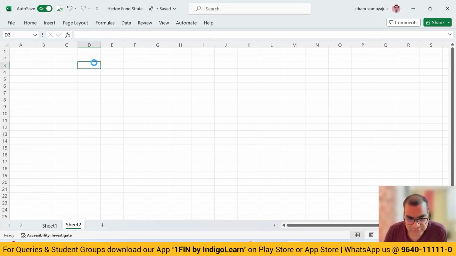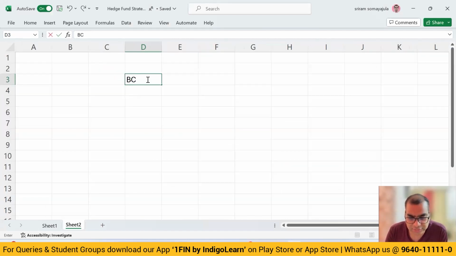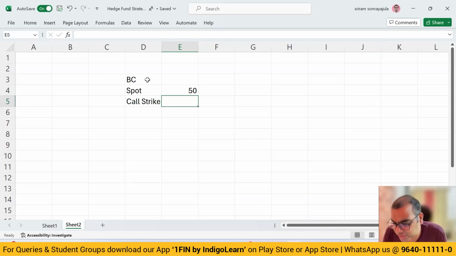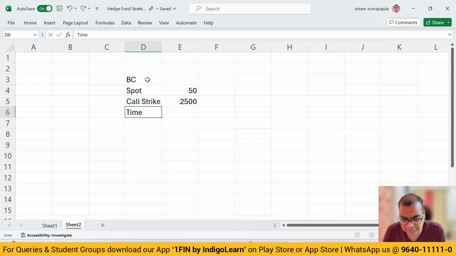Let's say it's a buy call. Spot is 50. Call strike: I have a right to buy the share at 2,500. What do you think will be the value of this call? The time is 1 year.